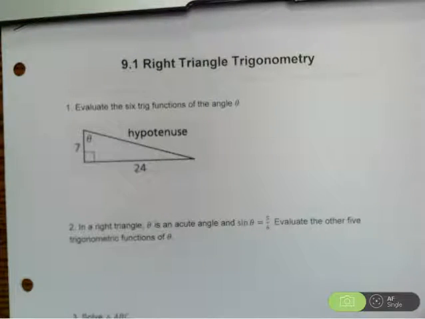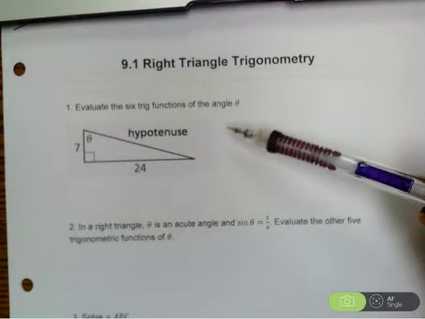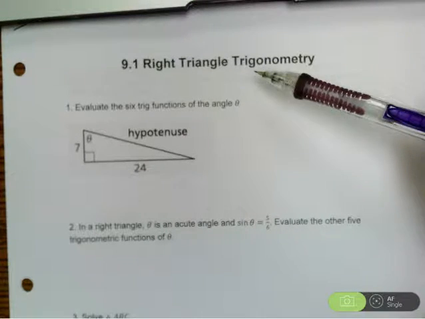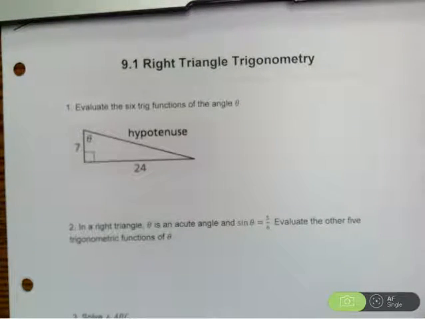All right, hello. This is section 9.1, and 9.1 is right triangle trig. Most of this, again, you should have learned in geometry, but if you're having a few issues, hopefully this video will help you. So here we have a right triangle, and notice that all of this is going to be right triangle trig. If it's not a right triangle, then you're not going to be able to use these methods.